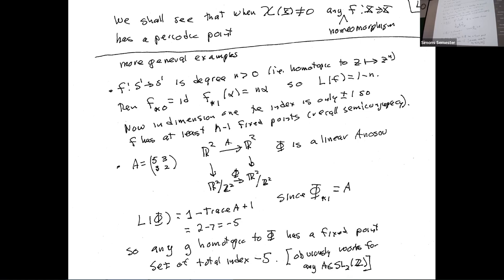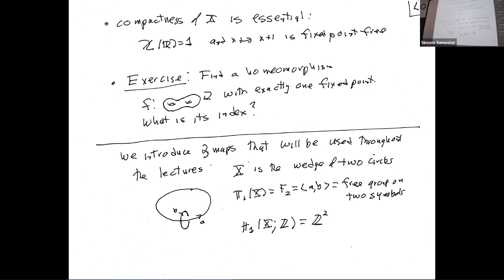Once again, what do we get to conclude? We get to conclude that anything homotopic to this linear Anosov has a fixed point set with total index minus 5, but it stops there. In fact, we'll see from Nielsen theory that it has at least 5 fixed points. Nielsen theory will separate out the fixed points into classes and allow us to conclude that they all persist. Just a comment here: the compactness is essential, as is fairly obvious. The plane has non-zero Euler characteristic, and it's easy to construct a fixed point-free map by just translating.